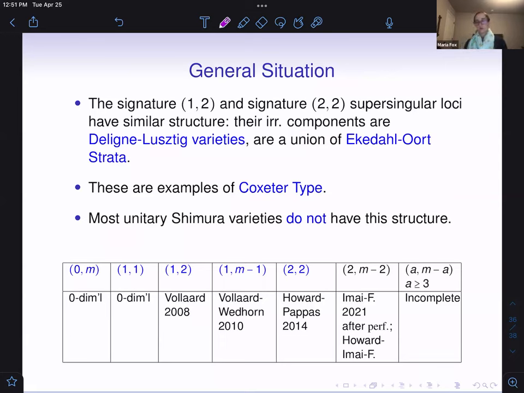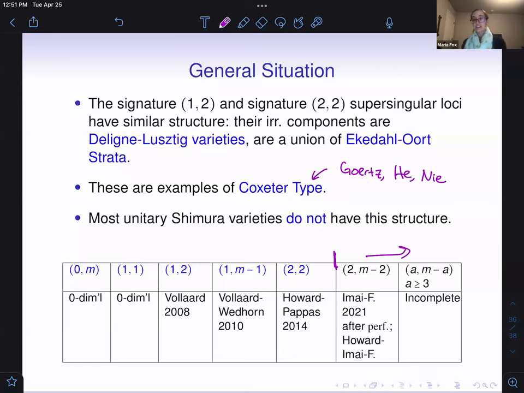These are examples of Shimura varieties of Coxeter type. This phenomenon was studied by Görtz and He, and later by Görtz, He, and Nie. They've described a finite list of all the Shimura varieties for which this occurs. And for unitary Shimura varieties, it stops at this point. So from this point and beyond, we do not expect our supersingular loci to have this structure.